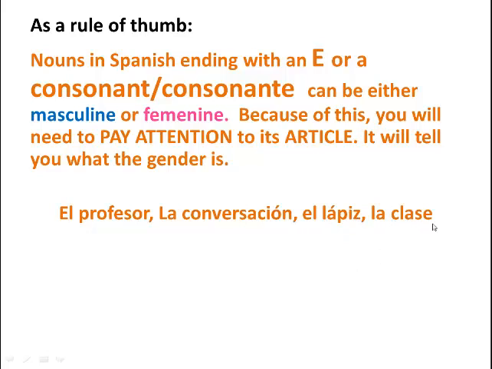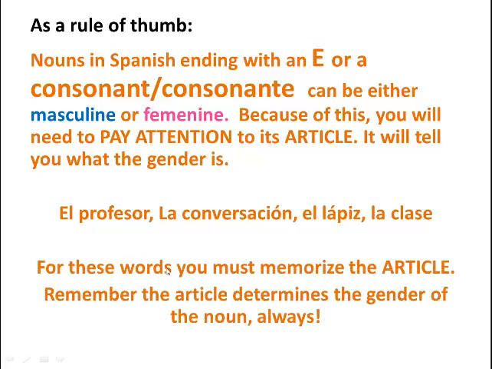And lastly, we have la clase. When you look at la clase and you see that it ends in the vowel E, you wouldn't know whether it was masculino or femenino. However, when you look at the article in front of it, la, now we know that la clase is a feminine noun.